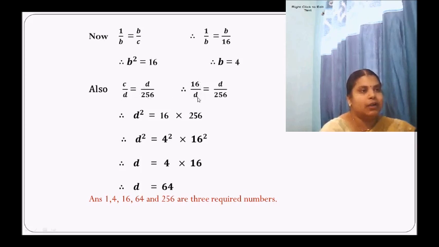Therefore, 16/D = D/256. Therefore, D square is equal to 16 multiplied by 256. This 16 is the square of 4 and this 256 is the square of 16. Taking square root, we get D is equal to 4 multiplied by 16. Therefore, D is equal to 64. In this way, we got 5 numbers 1, 4, 16, 64, 256 which are in continued proportion.